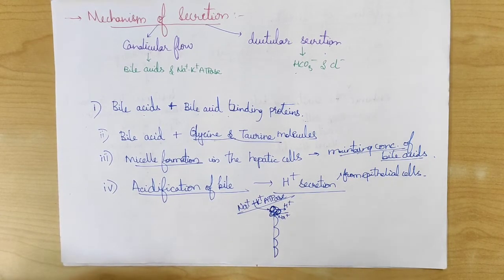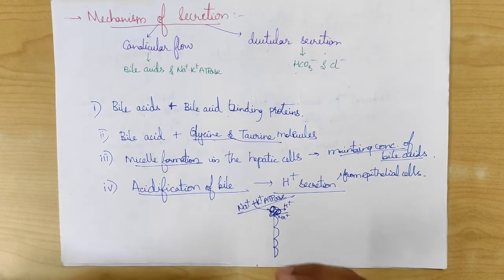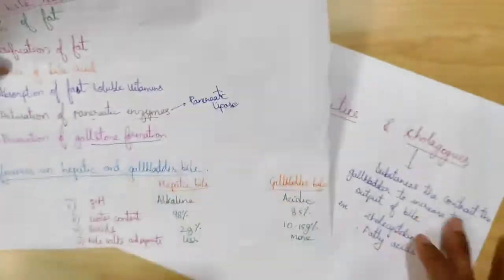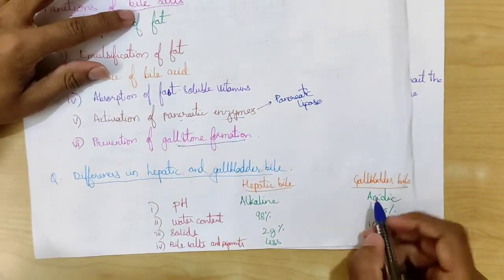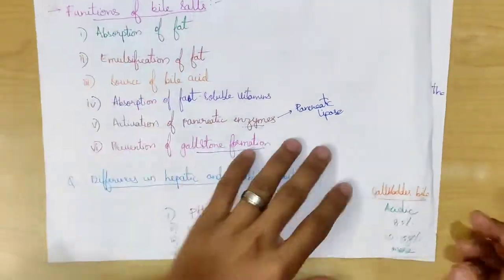There is also absorption of the water in this gallbladder. So therefore the concentration of the bile is increased, that is the bile is acidified, and also there is a decrease in the water content of the bile. So this is the same as we saw in this differentiation. The bile is acidic in the gallbladder and the water content is decreased.